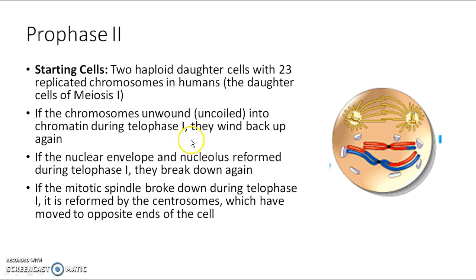Now, if our chromosomes uncoiled into chromatin during telophase 1, they will coil back up again during prophase 2. If the nuclear membrane and then the nucleolus reformed during telophase 1, they're going to break down again. And if the mitotic spindle broke down during telophase 1, it gets reformed by these centrosomes. So the spindle fibers will grow from the two centrosomes.